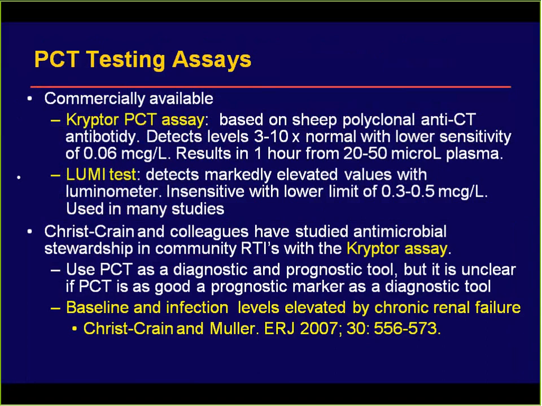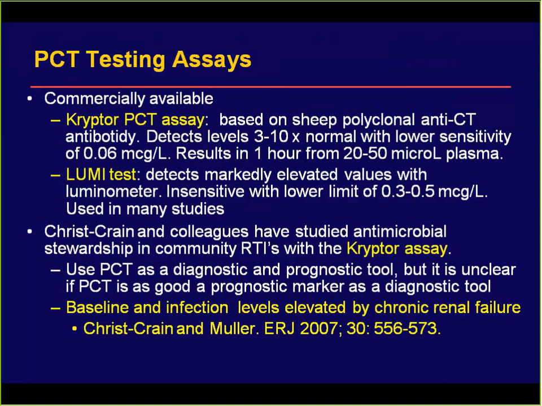The other thing to understand is that there are a couple of different assays for procalcitonin, but the commercially available assay that most hospitals are using now is the Cryptor assay, which is a highly sensitive assay based on an anti-calcitonin antibody. It can detect levels as low as 0.06 micrograms per liter, and a lot of the early studies on procalcitonin were done by a group from Switzerland, and all of their studies were done with the Cryptor assay.